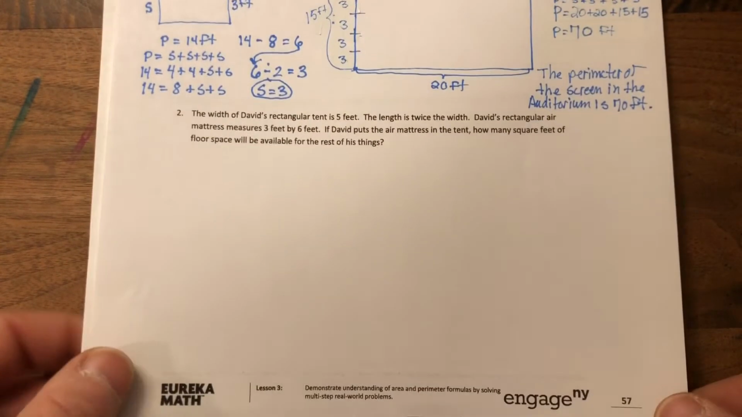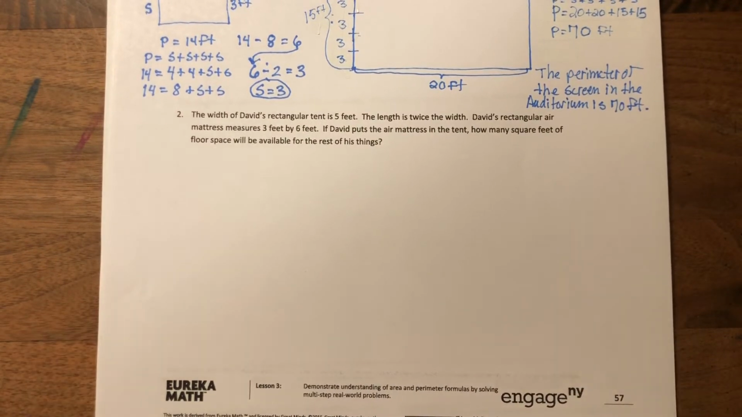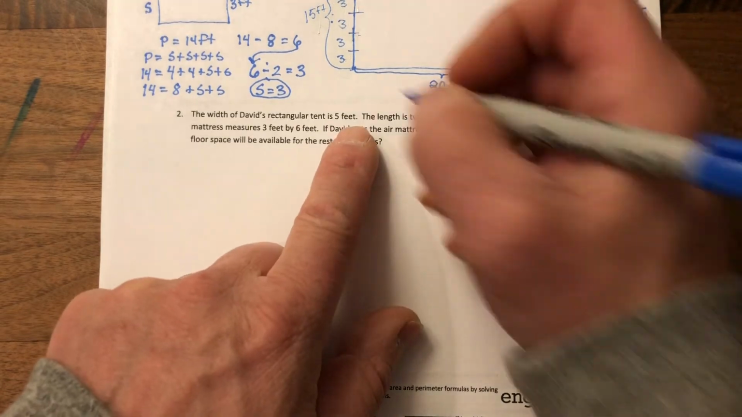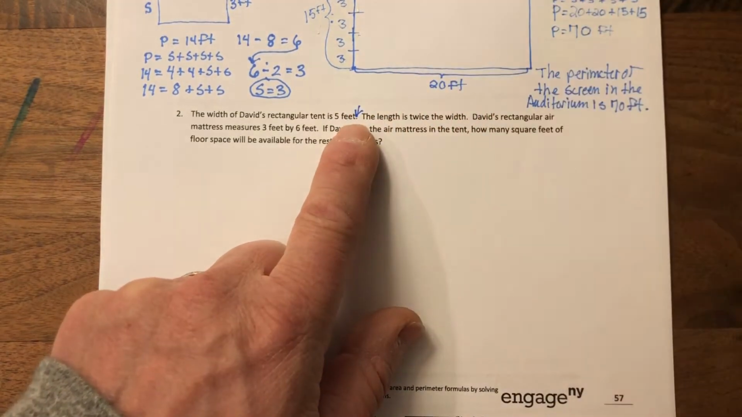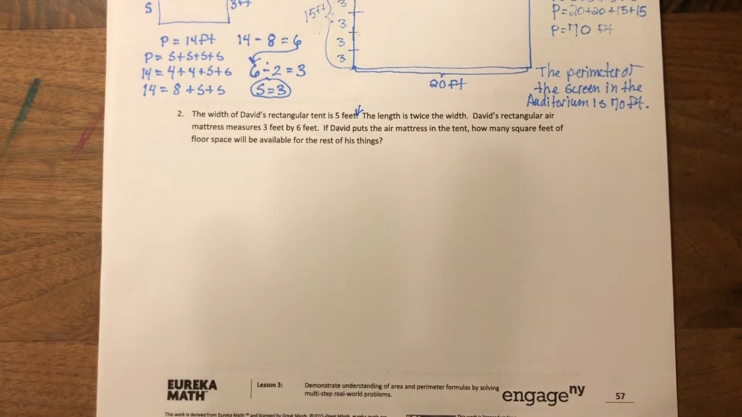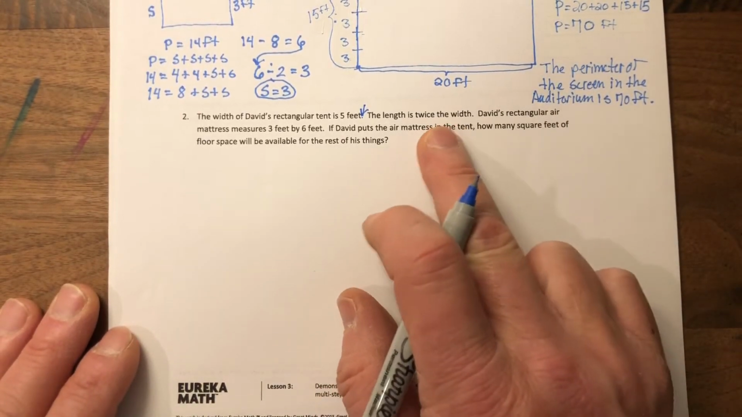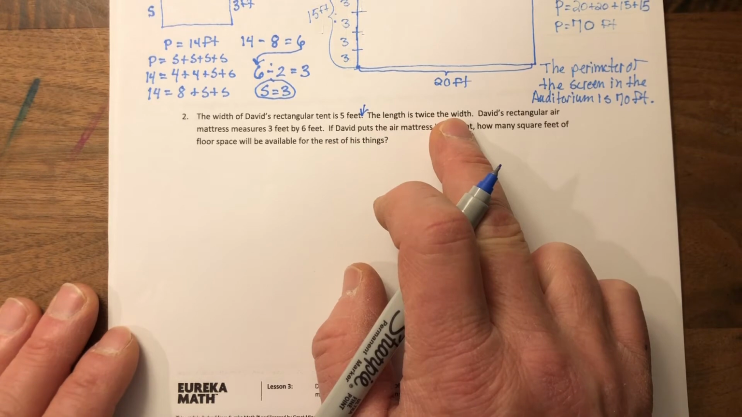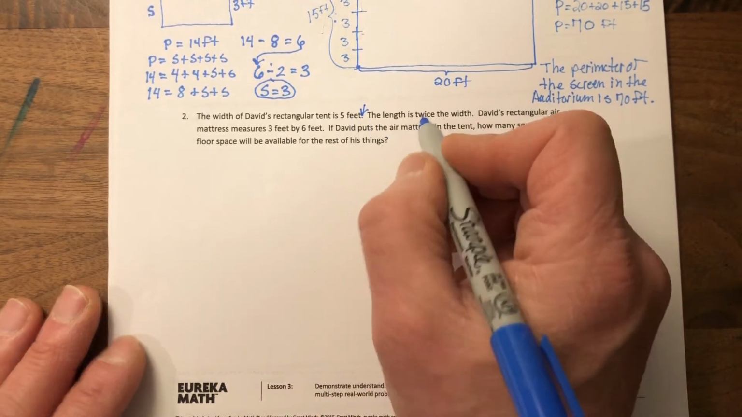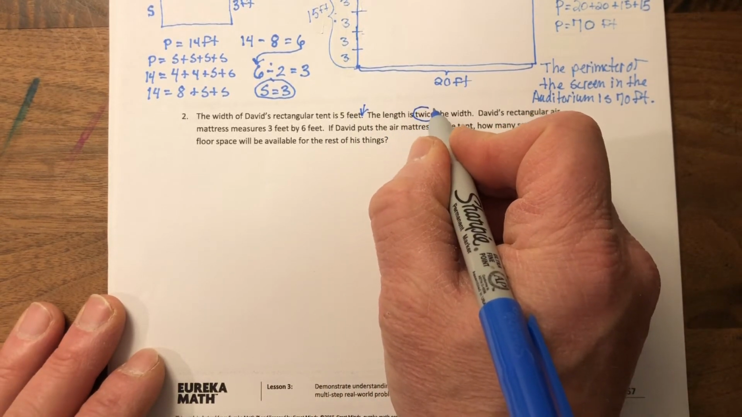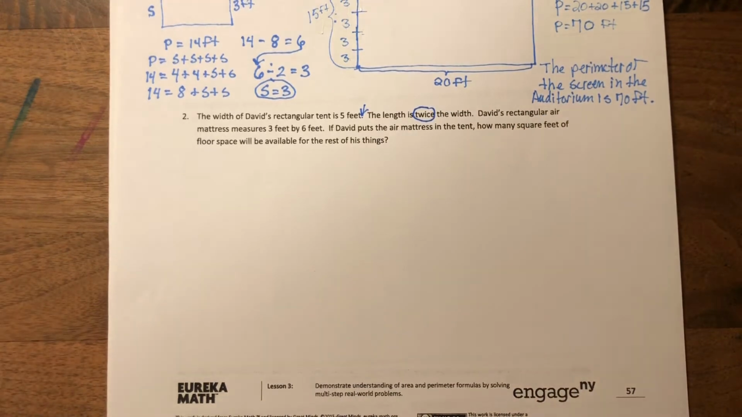Down here, the width of David's rectangular tent is 5 feet. So remember, it's redraw right time. 5 feet. All right, so the width is 5 feet. Got it. So the length is twice the width. Oh, so it's 2 times that. I'm going to circle that. I know that 2 times 5 is 10, so I know that right off the bat.